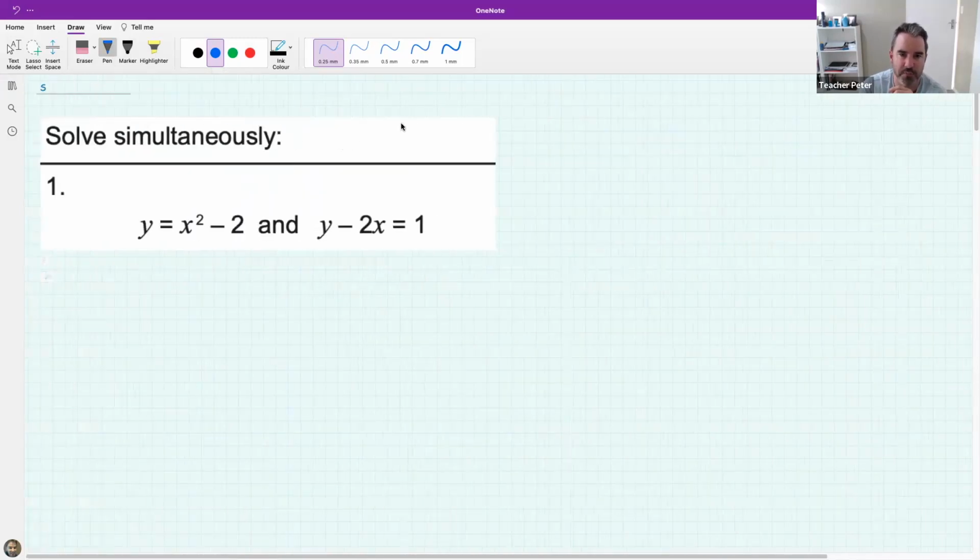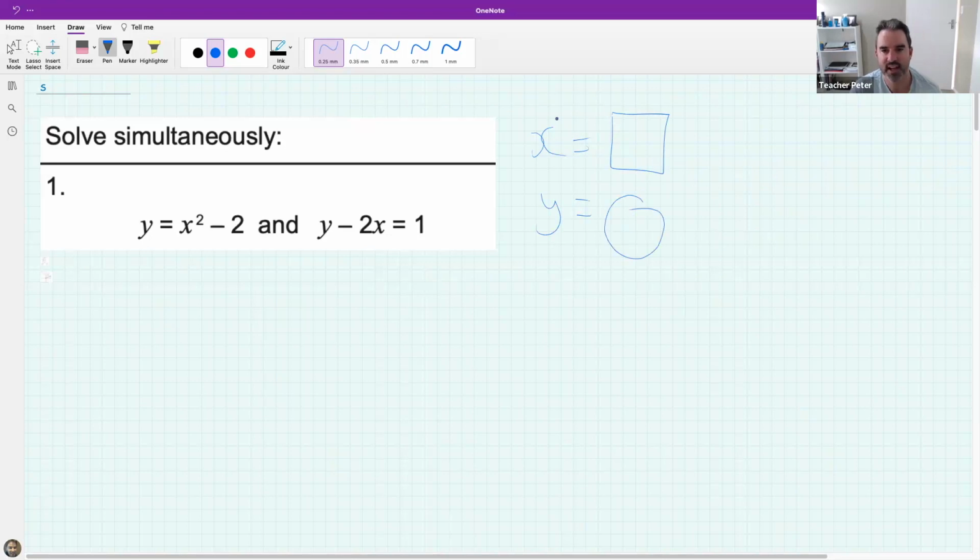Okay, let's start with the main topic for tonight, which is simultaneous equations. This is what you do to solve a simultaneous equation. You need to find pairs of x and y, so x equals something and y equals something, such that those x and y will satisfy both of these equations at the same time. So that's what it means to solve simultaneously.